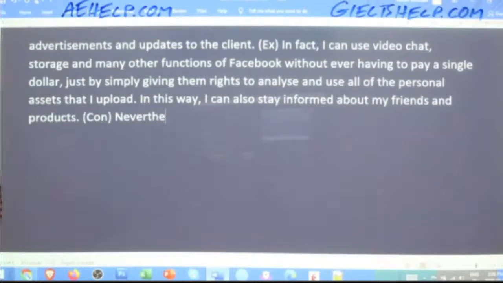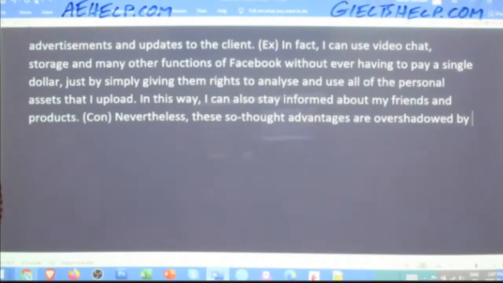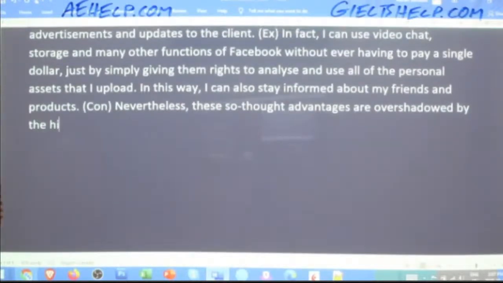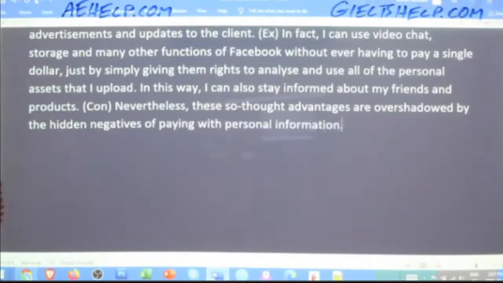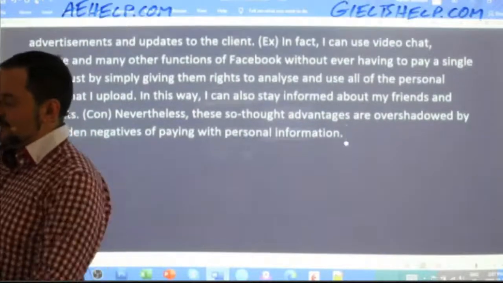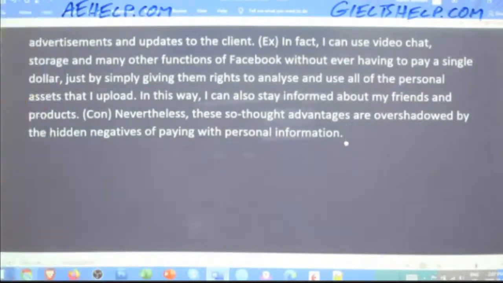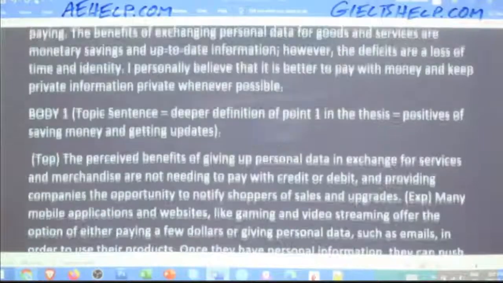Nevertheless, these perceived benefits, I used perceived, so I'm going to use these so-thought advantages are overshadowed by the hidden negatives of sharing personal information, of paying with personal information. So in great writing, every single word is chosen with purpose. Okay? All right. So my body paragraph 1 is done.